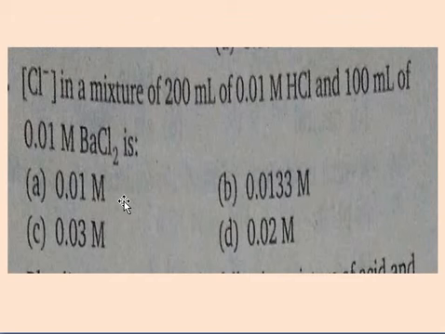Then the next question. Take these two questions for homework. The concentration of Cl minus in a mixture of 200 ml of 0.01 molar HCl and 100 ml of 0.01 molar BaCl2 each. There are 4 options. First, calculate their molarity using the above questions and find the correct answer.